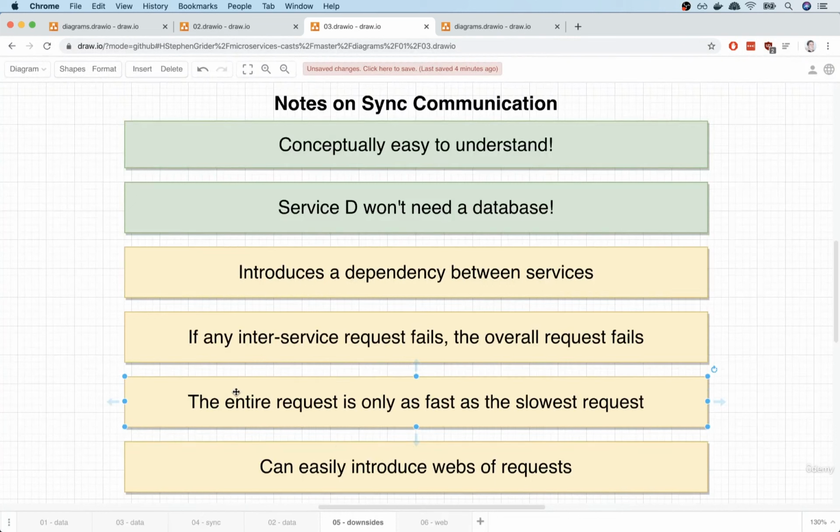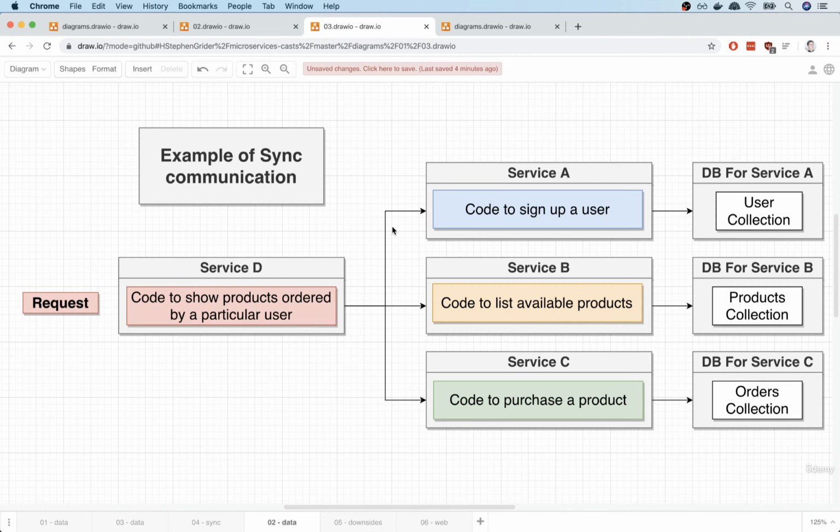The next big downside is that this entire request is only as fast as the slowest request. So let's imagine that this request over to the user service right here takes, how about 10 milliseconds? And then maybe the next one down here to get all the products ordered by that person takes another 10 milliseconds. And then finally, service B right here, maybe for some crazy reason, takes 20 seconds. So 20 seconds to make that final request right there. So that means that overall, we're going to have 20 seconds and 20 milliseconds to complete the overall request. So we're only ever going to be as fast as the slowest request.